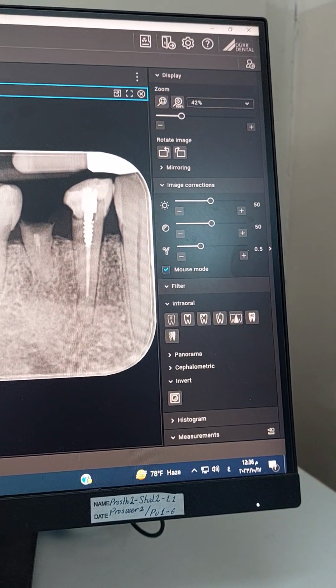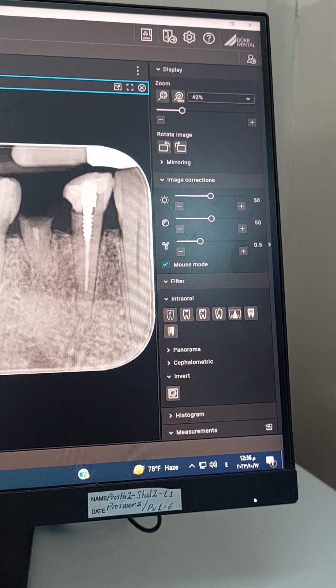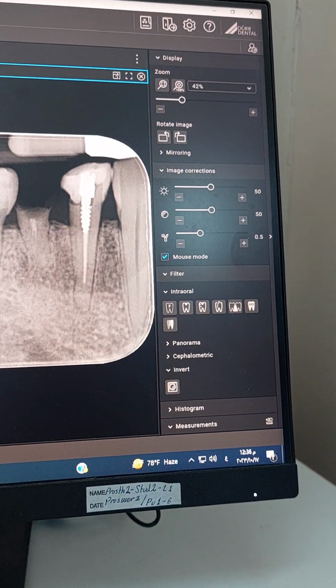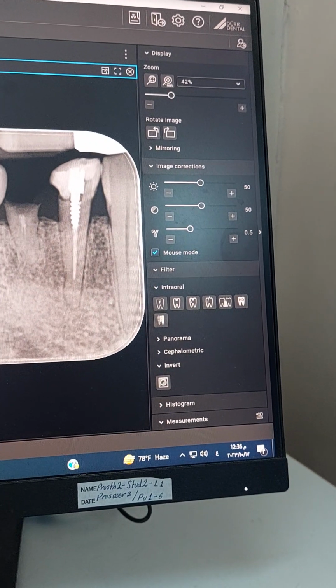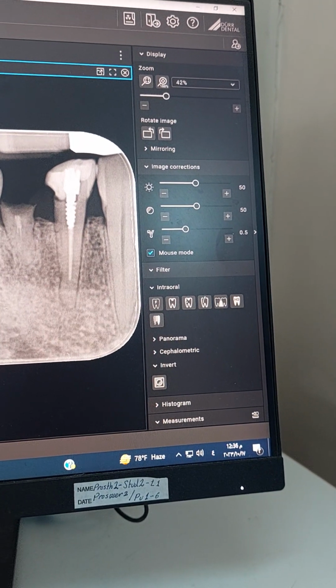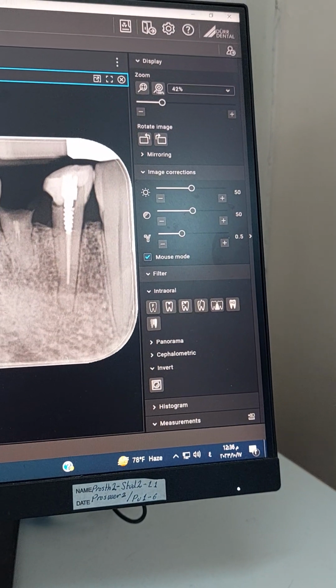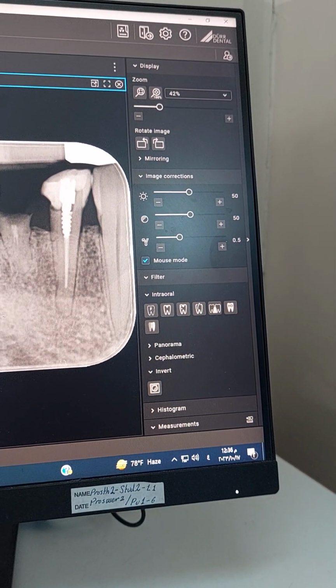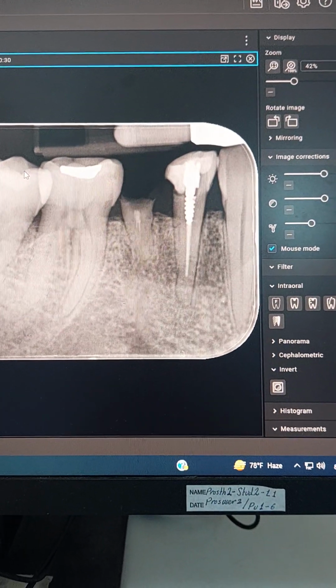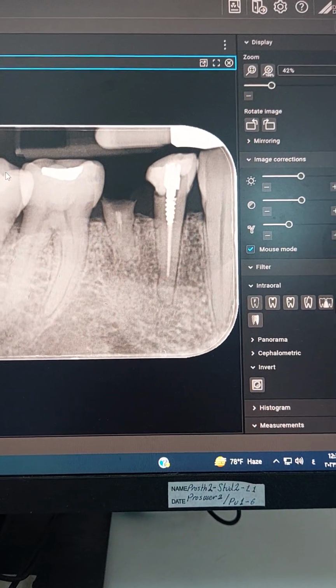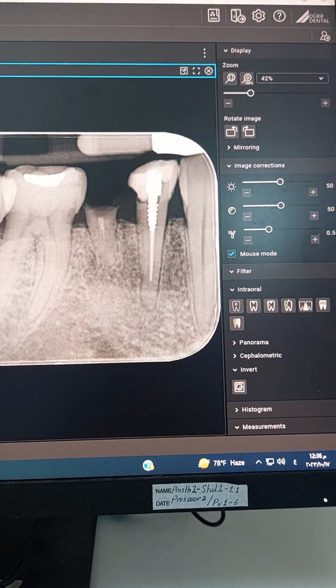Food accumulation and space. Okay? Unless you have done it as a through and through design, you're okay. But if you have done a different design with a ridge lap, the ridge will go down. So what will happen beneath the ridge lap? You will have food impaction and inflammation and problems. So we have to wait 3 to 6 months, preferably 6 months.